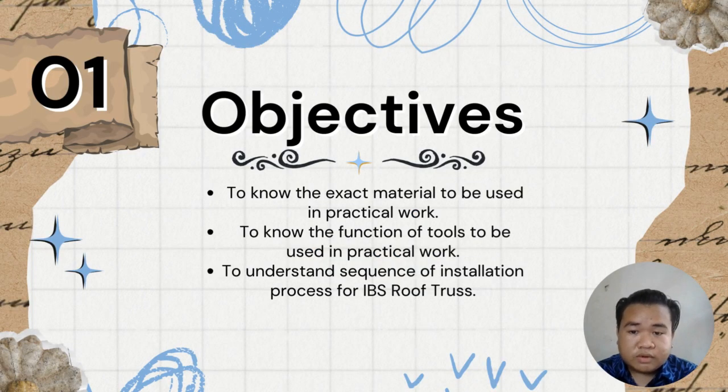The objectives of making a roof truss are to know the exact material to be used in practical work and the function of tools to be used in the practical. Other than that, it is to understand the sequence of installation process for IBS roof truss.